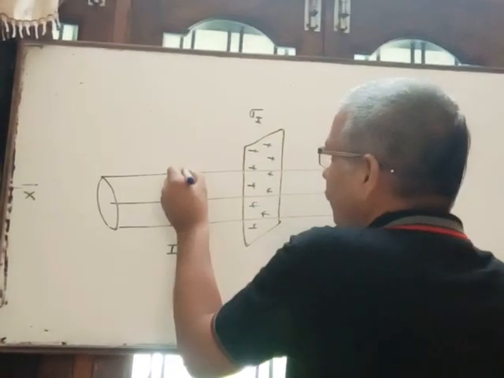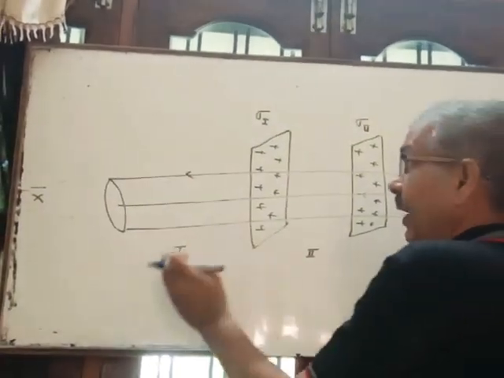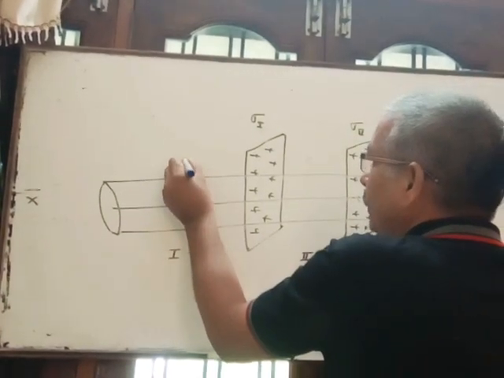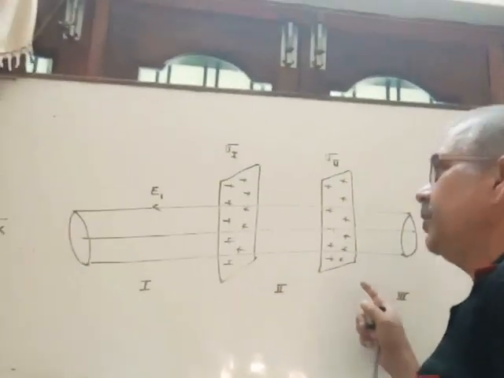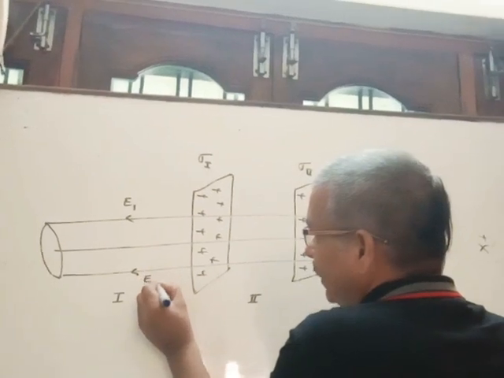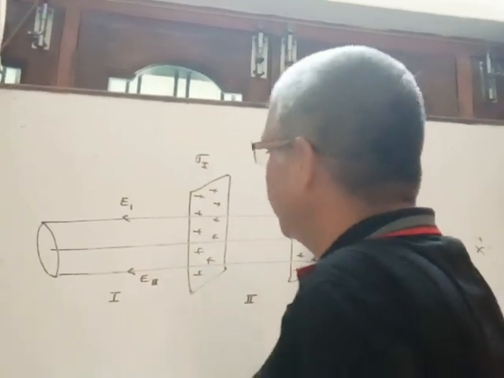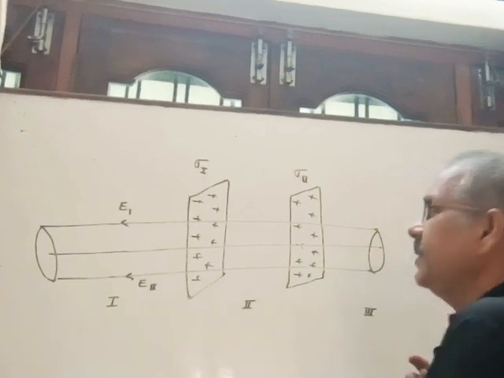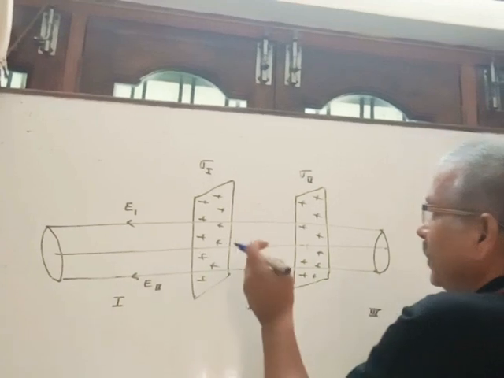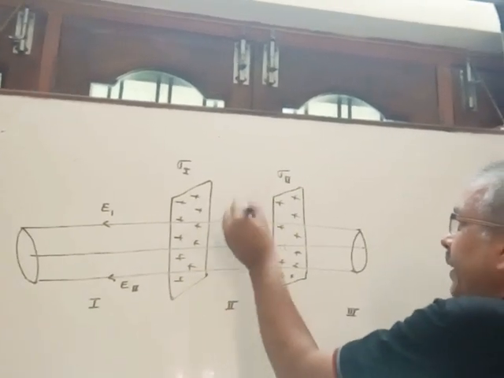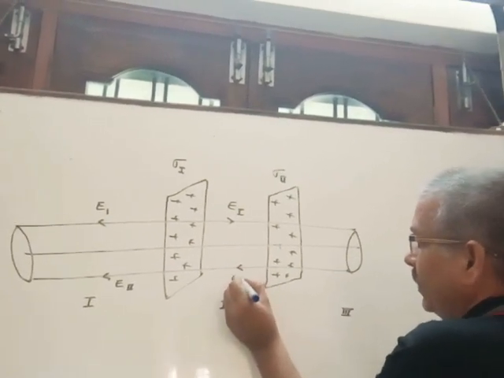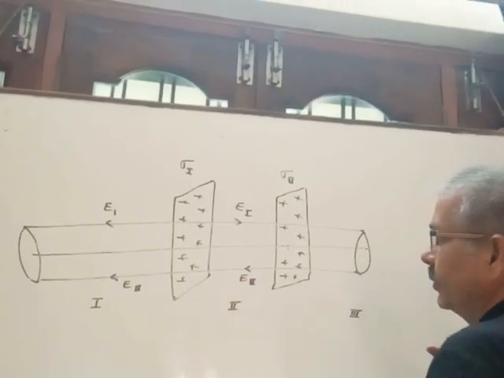So the first region lies left of the first sheet as well as left of the second sheet. Suppose E1 is the electric field intensity produced by the first sheet, and E2 is the electric field intensity produced by the second sheet. The second region lies right of the first and left of the second. So this is the direction of the electric field produced by the first sheet, and this is the direction of the electric field produced by the second sheet.